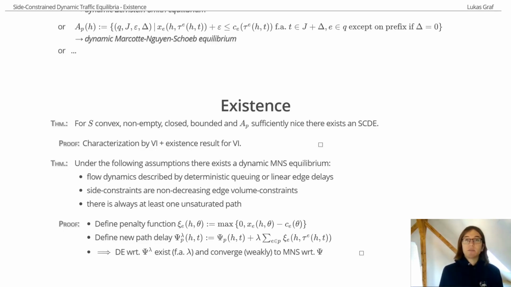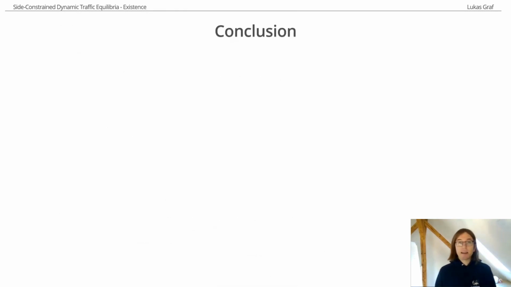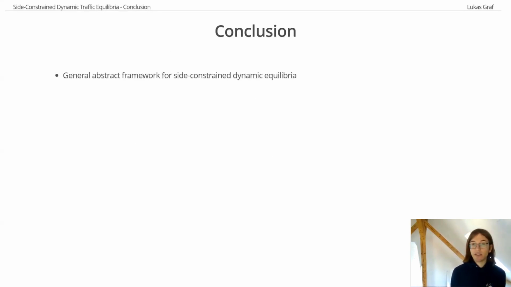And so with this, I want to now conclude my talk by just briefly recapping what we have seen. We started off by defining an abstract general framework for defining side-constrained dynamic equilibria, which can be used for various types of side constraints. We saw the specific case of volume constraints, but you can, of course, think of many other types of side constraints that could all be implemented by this type of general framework.